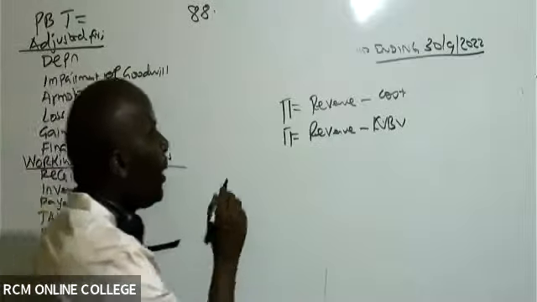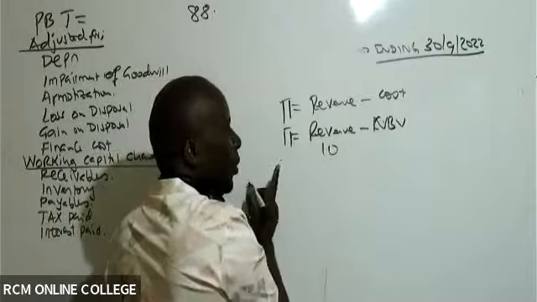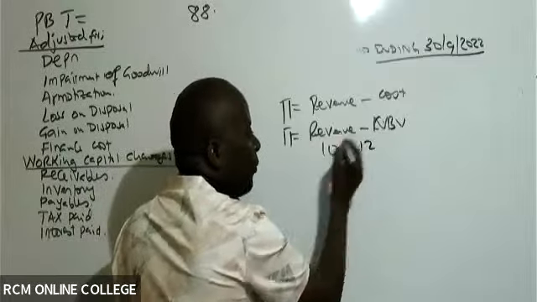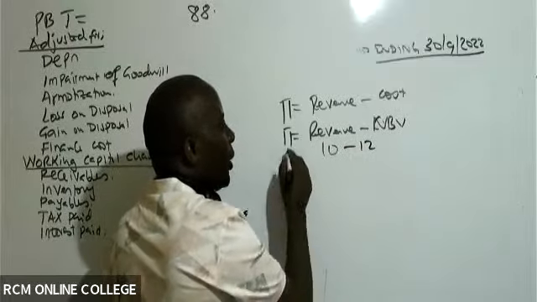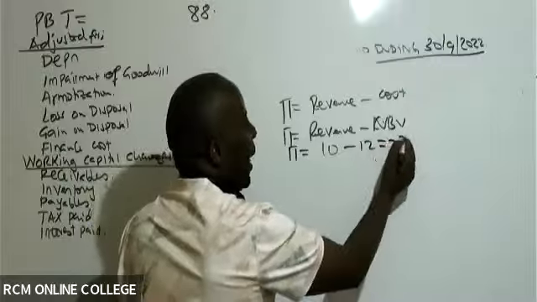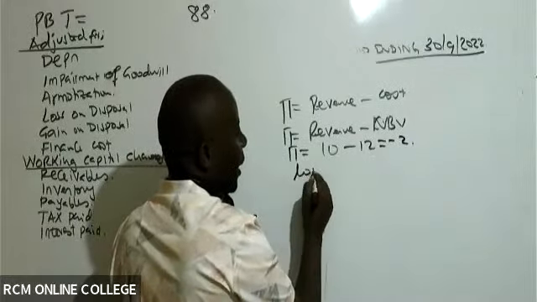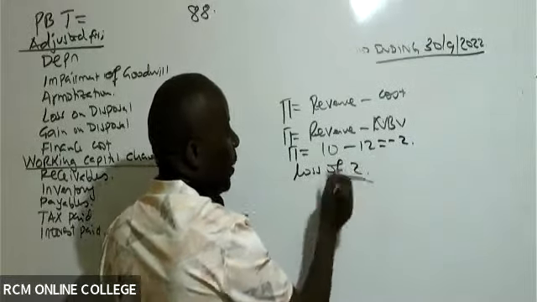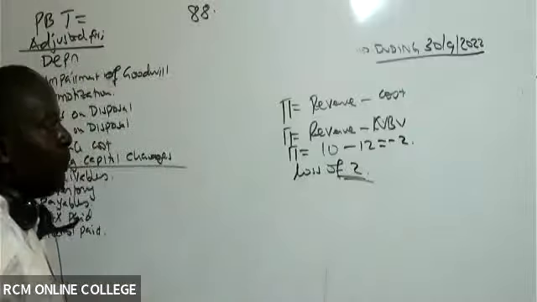So these machines, we did sell them for 10. Remember, our figures are in millions. When they were worth 12. So this gives me a profit of -2, which basically is a loss of 2.